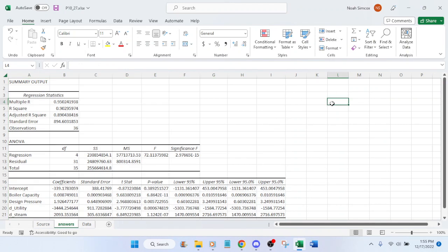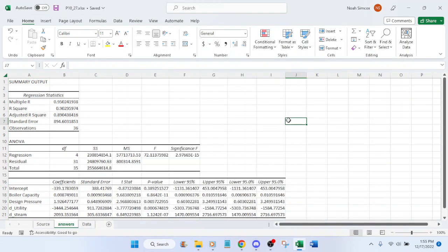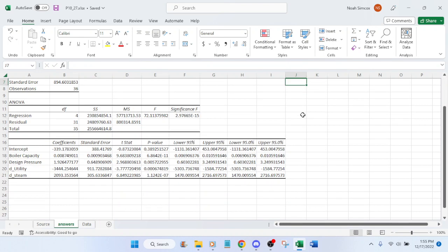Stop. It appears to be a good model, and we have good significance here. And which ones are good ones here? Well, it appears that they all are except for the intercept. I don't know what that even means.